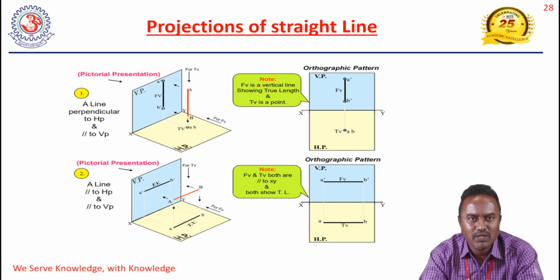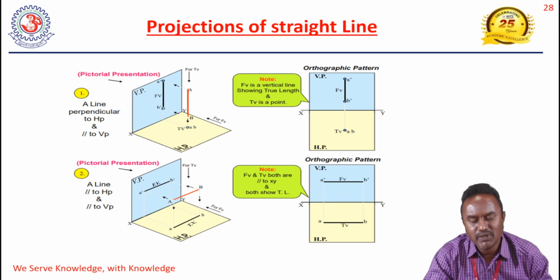In the case of a line parallel to both HP and VP, both the front and top view will be a straight line. Because it is parallel to both HP and VP, both the front and top view will be a straight line.